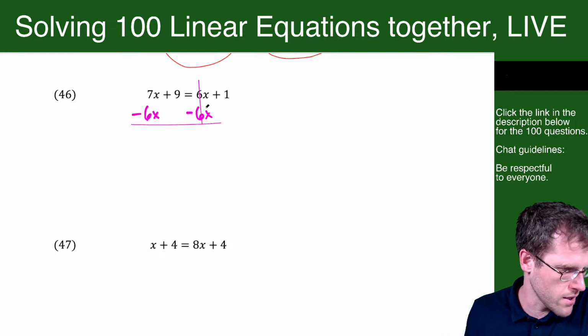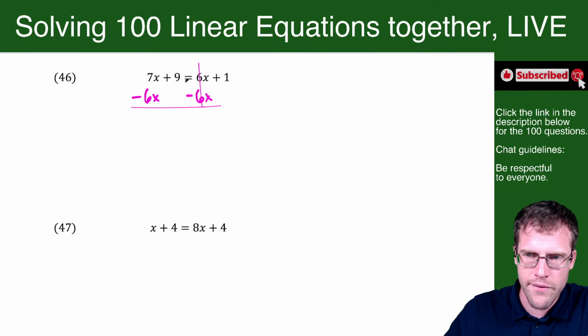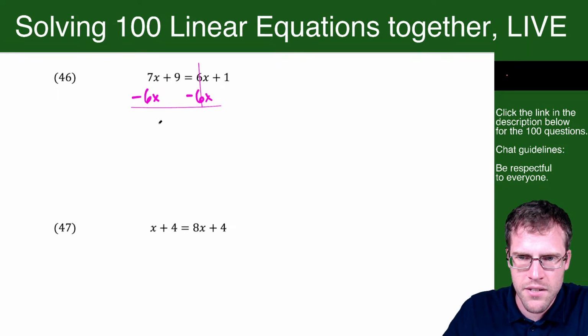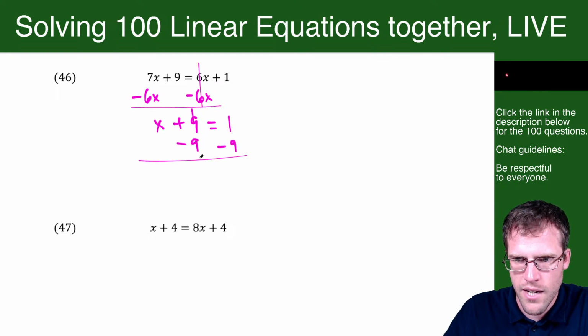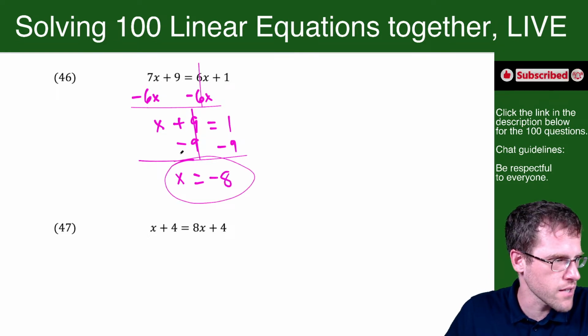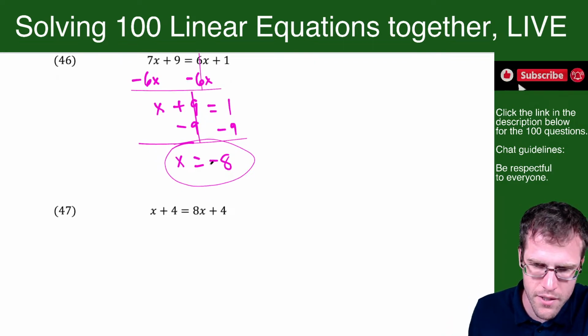Okay, and I'm just making sure we're good here. So yeah, 11 was in fact correct. 6x minus 6x is gone. 7x minus 6x is 1x plus 9 equals, there's only 1 left. So now minus 9 on both sides. And 9 minus 9 is gone. X equals 1 minus 9 is negative 8. So x equals negative 8 is our solution to question 46.